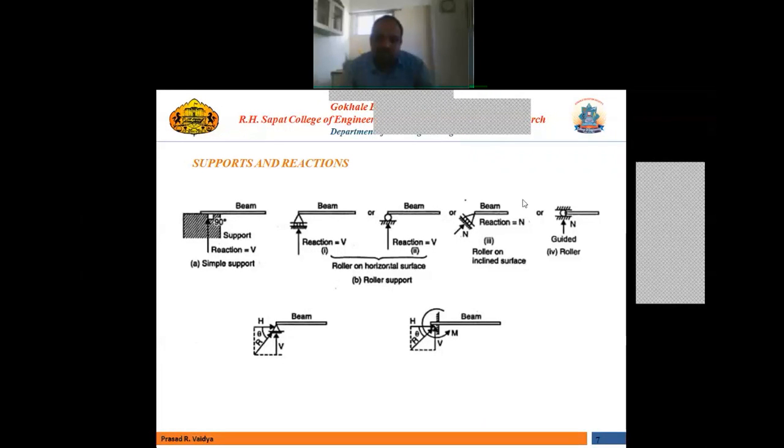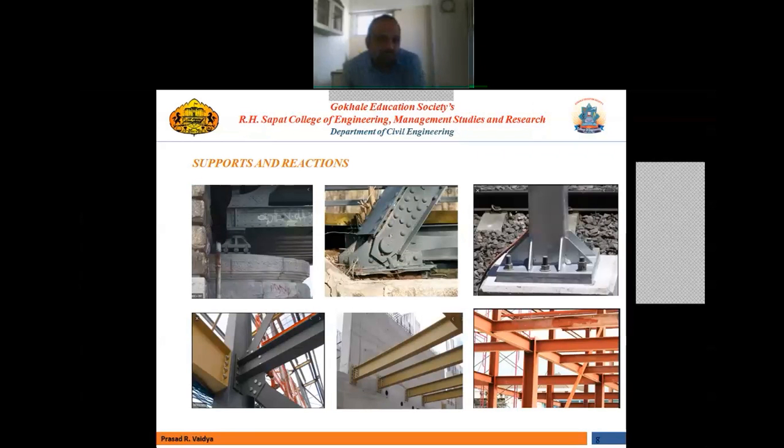Again, there is a guided roller. This may not be so relevant to your building, but sometimes this type of support will be there, where your vertical movement is restricted, and it can move horizontally only. So this is called a guided type roller. And then fixed support is 100% restraint, where you will get reaction in X, Y direction along with the rotations and all, right? So these are the basic types of supports.